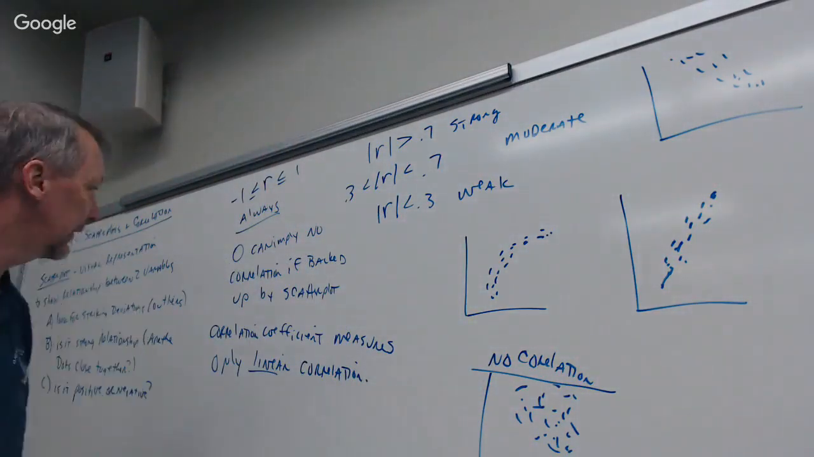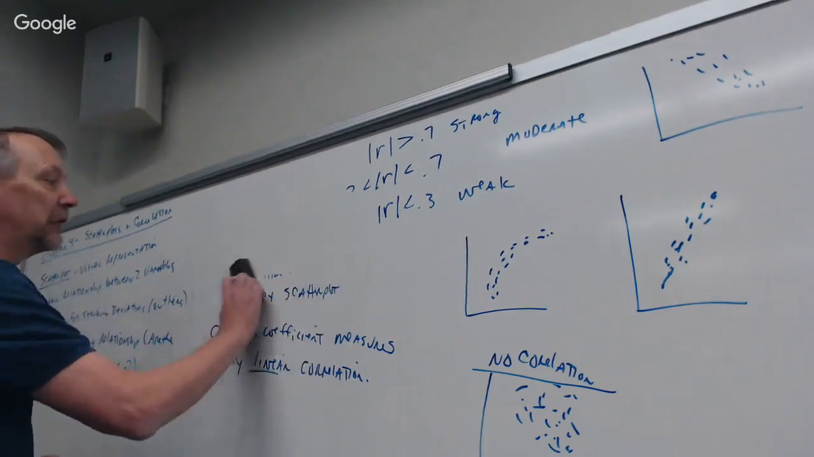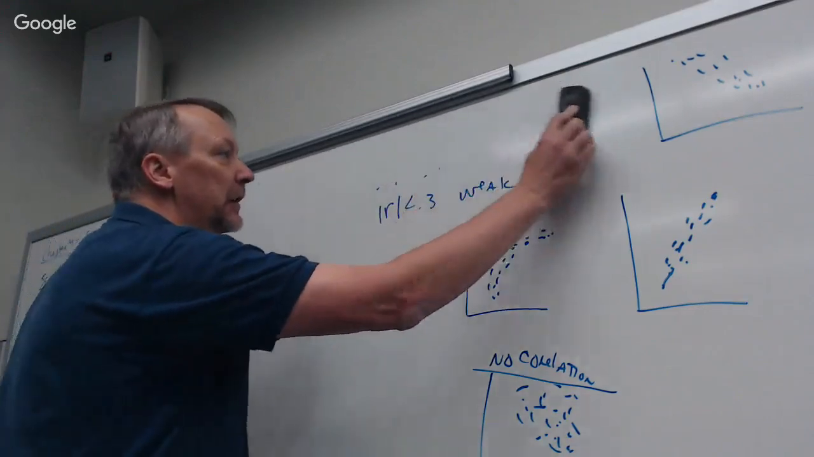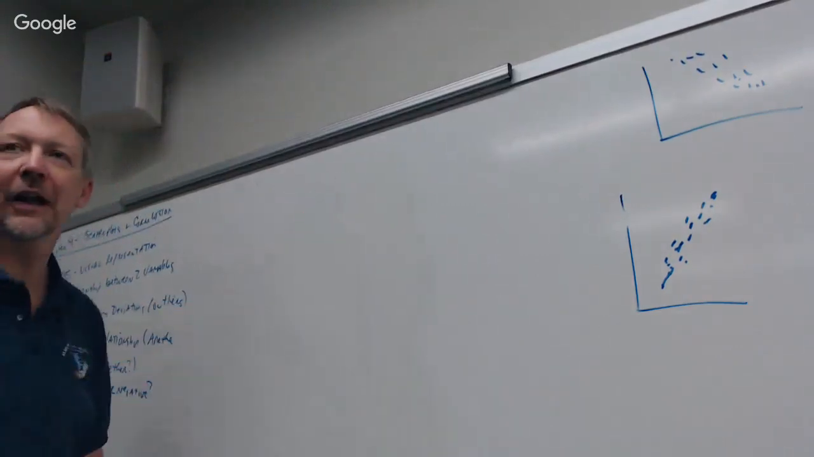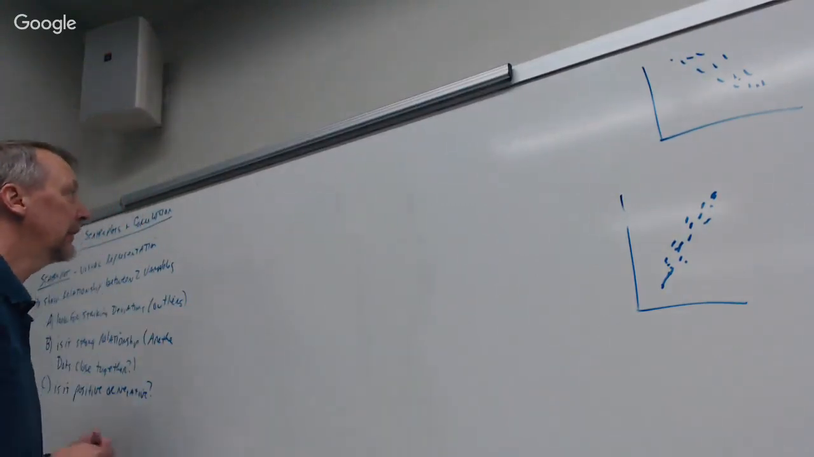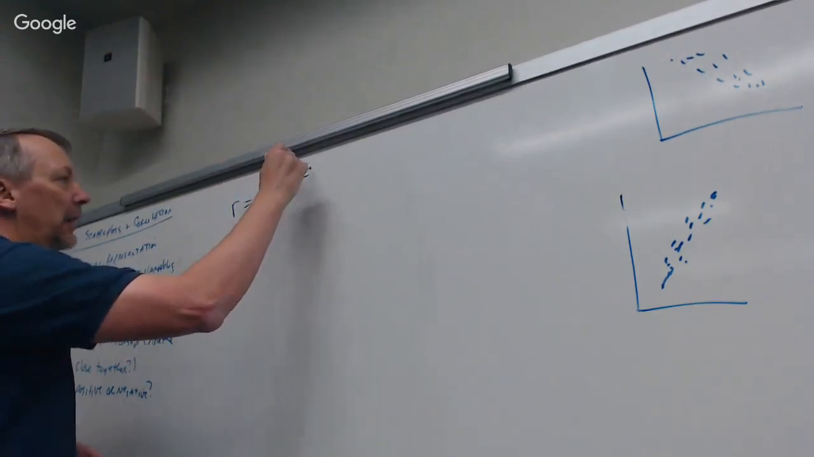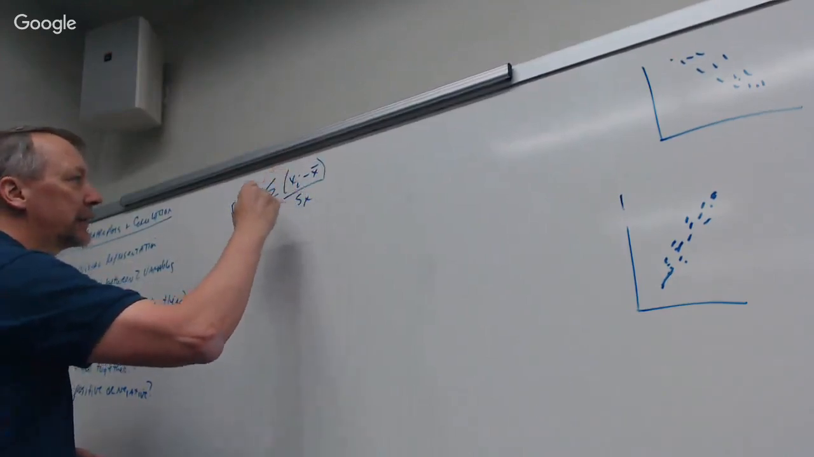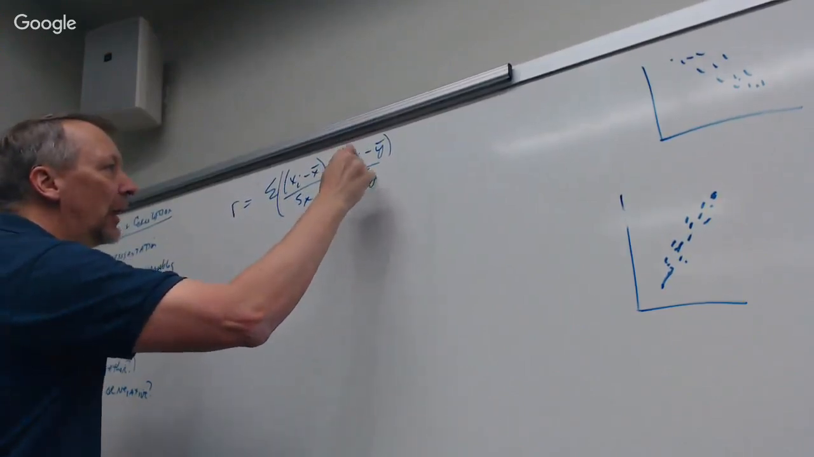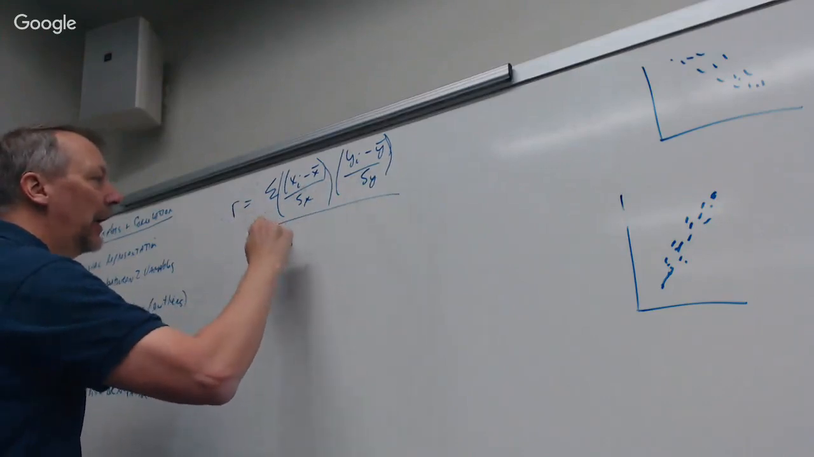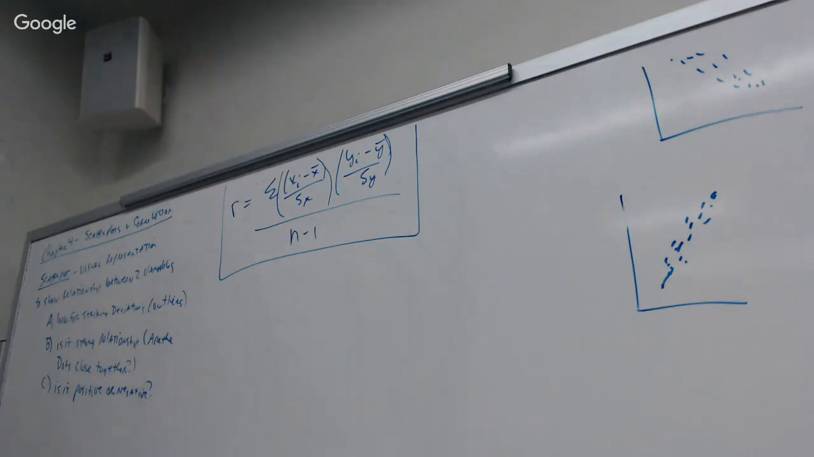I'm going to have to erase something here. I will provide you the equation. You are going to have to either memorize the steps or calculate the correlation coefficient manually. So r equals the sum of (xi minus x bar over s sub x) times (yi minus y bar over s sub y), all divided by n minus 1. That is what we call the correlation coefficient.